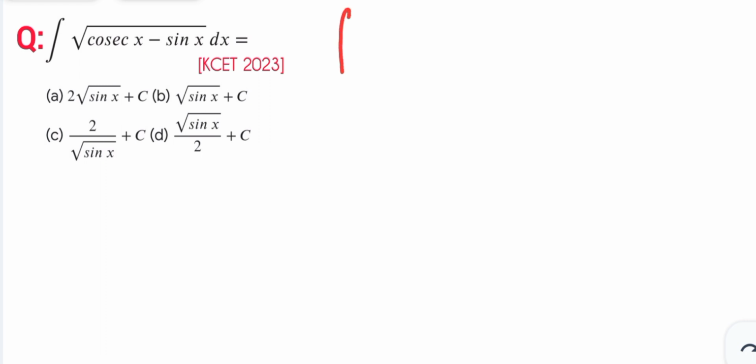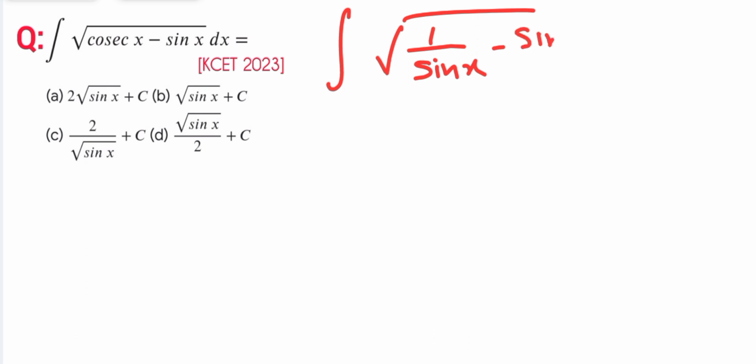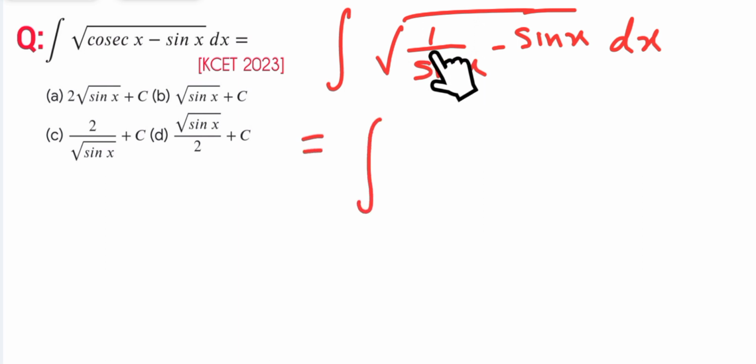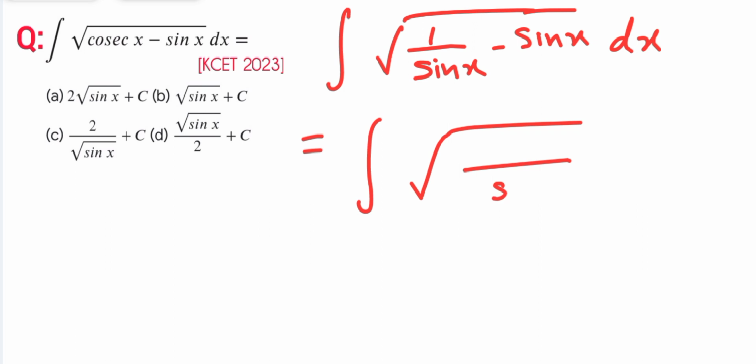See, if we convert the whole thing into sine, this cosec x will be 1 upon sin x. So I will write the same integration as root of 1 upon sin x minus sin x, dx. If I simplify this, it will be root over sin x as the LCM, and then 1 minus sin square x, dx.